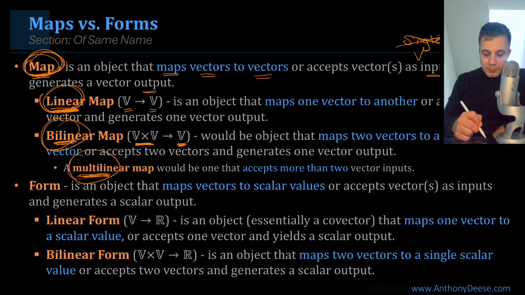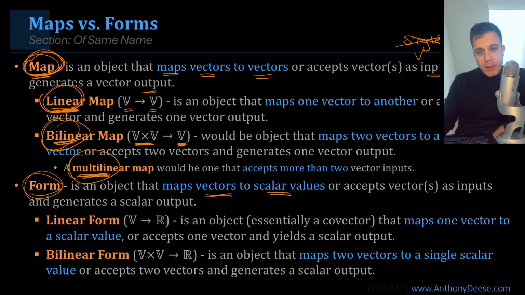In addition to the map, we also can define a form, and this is an object that maps a vector space to a scalar value, or a space that contains scalar values. We can use similar qualifiers, so a linear form would be one that maps a primal vector space to a space that contains scalar values, and this is essentially a covector or a dual vector. That's what a dual vector does, right? It maps some primal vector to some scalar value.